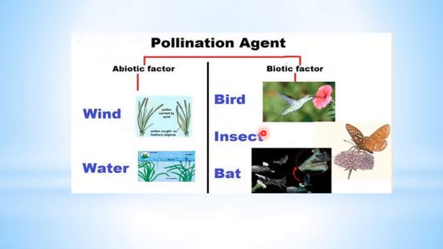And here is the bird known as the hummingbird. With the help of that, pollination takes place, the insect, that is the butterfly, and there is the bat. They also help in transferring the pollen grains from one flower to another. So they are known as pollination agents or pollinating agents. After the transfer of the pollen grain onto the stigma of the female reproductive part, the process that starts is known as fertilization.